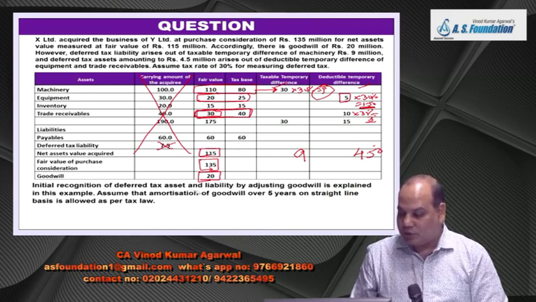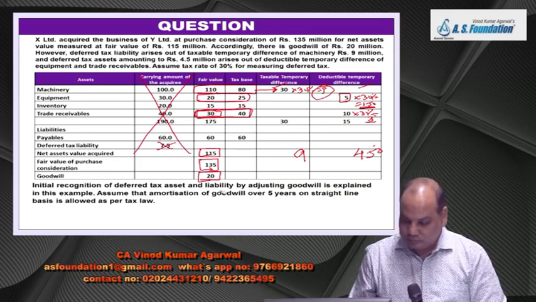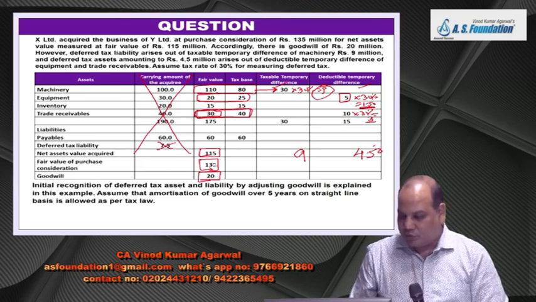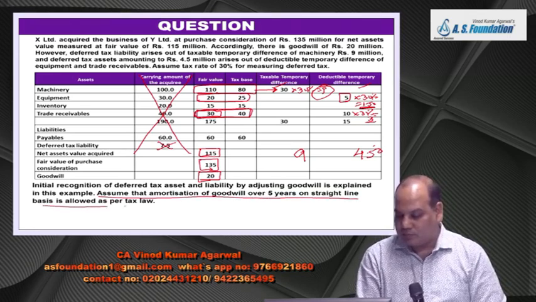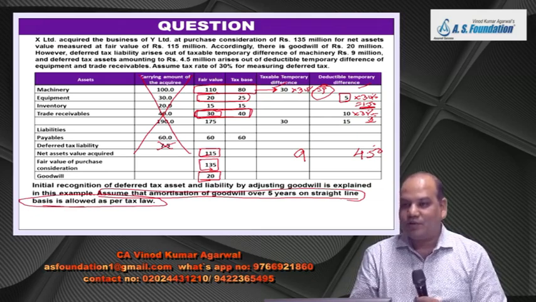Initial recognition of DTA and DTL by adjusting goodwill. So we'll adjust goodwill, the balancing figure. And this problem has one more line. Assuming that amortization of goodwill over 5 years on straight line basis is allowed as per tax law.